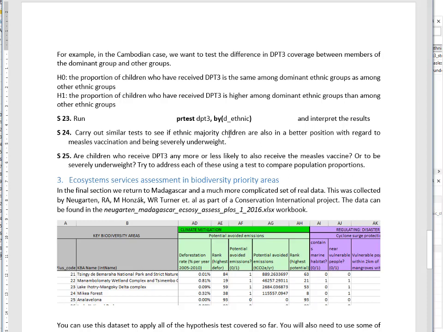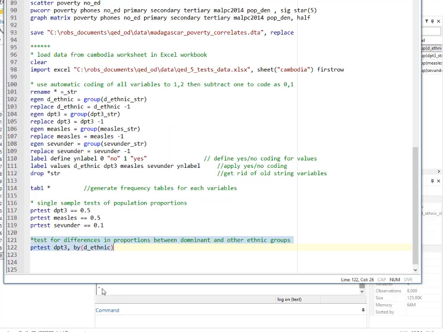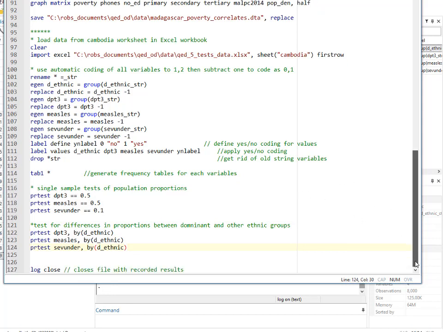Then some similar tests to see if they're in a better position in measles vaccination and underweight. Well, the two tests for that we need are, where's the default gone? Yeah. Those are the tests you need. Just run those.